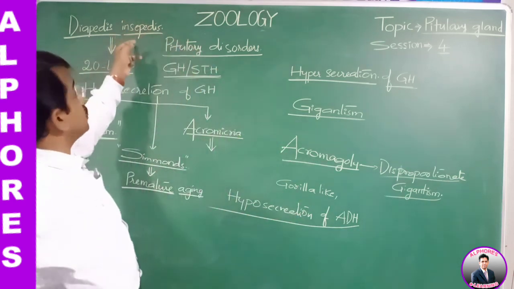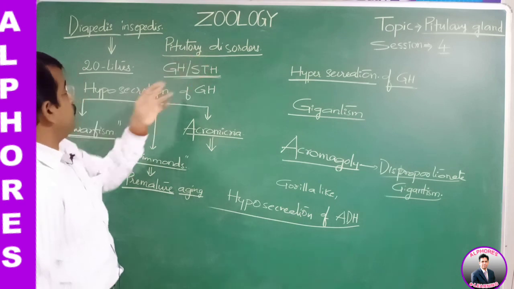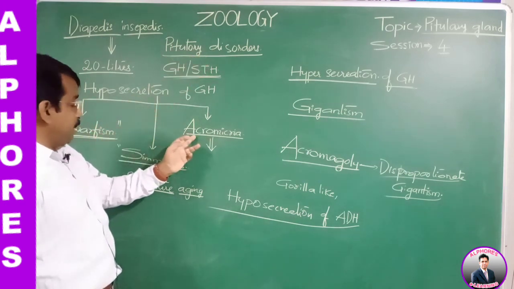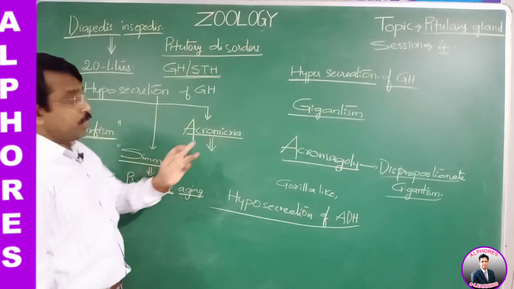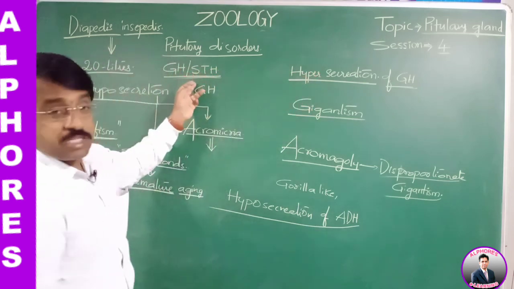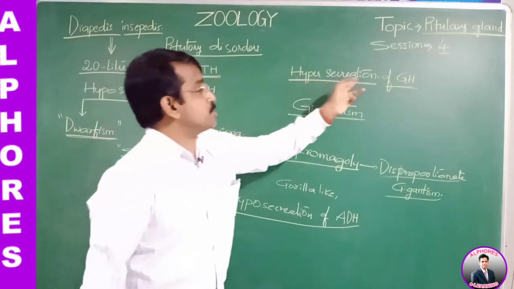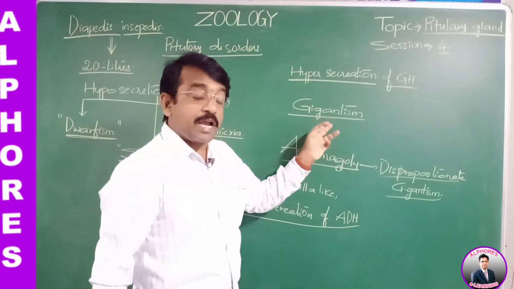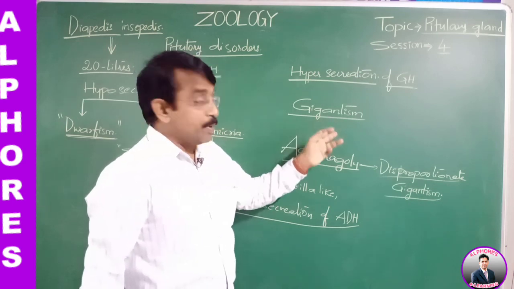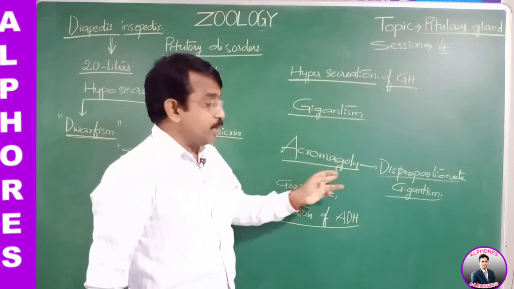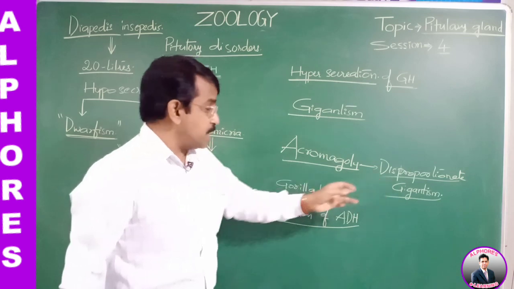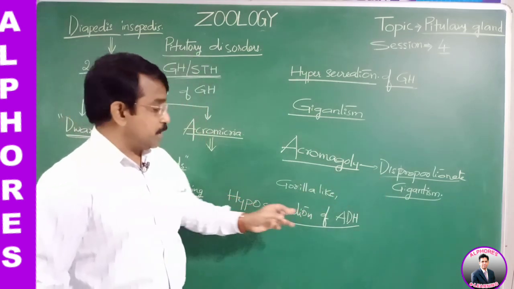So the disorders of the pituitary: dwarfism, acromicria, and Simmons disease are hyposecretion of growth hormone, somatotropic; hypersecretion of growth hormone gives gigantism before puberty and acromegaly after puberty, which is a disproportionate gigantism; and hyposecretion of ADH gives diabetes insipidus.